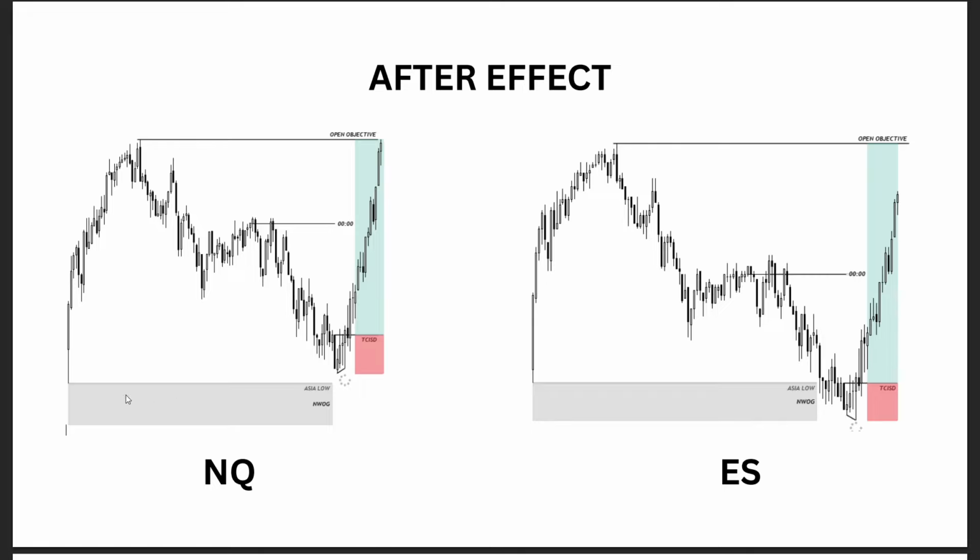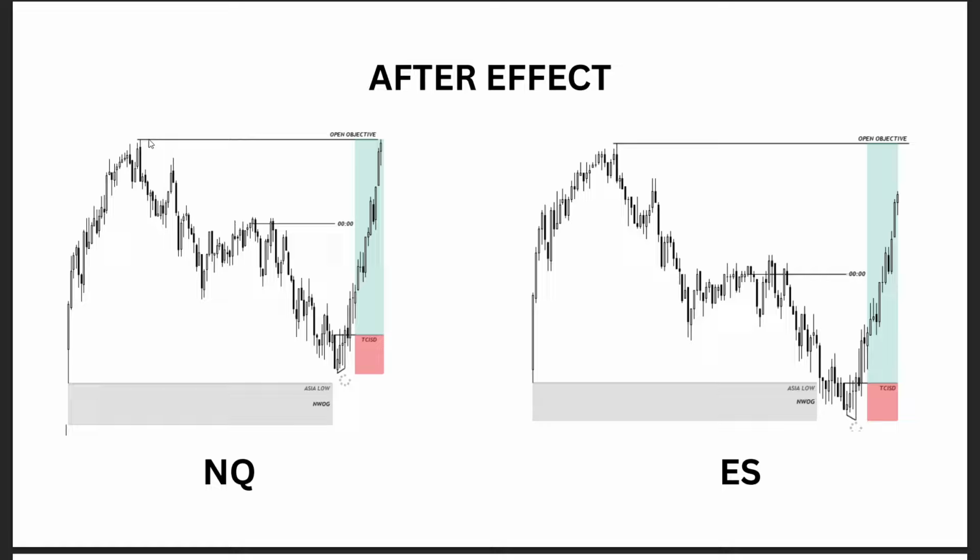What do we have? Since NQ created the failure swing in both the time frames, in 90-minute as well as the daily cycle, NQ was the first to reach the objective, while since ES was lagging, we moved a bit slower. Do not worry, we still reached our draw on liquidity right there. So you see how it works, see how everything came together.